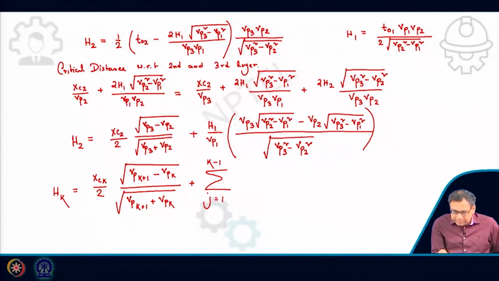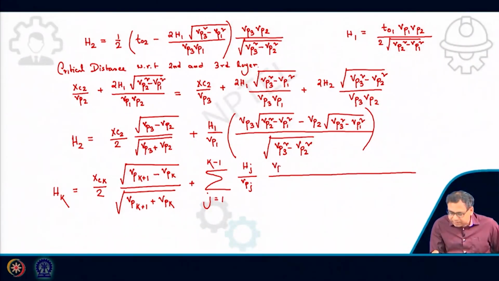Now here it is H1 by Vp1, so H1 will be Hj. What is j? j goes up to k minus 1. Remember that, we start from 1 up to k minus 1. This is Hj divided by Vpj. Then this is Vp3, Vp of k plus 1. 3 means k plus 1, and 1 means j. That means k minus 1.